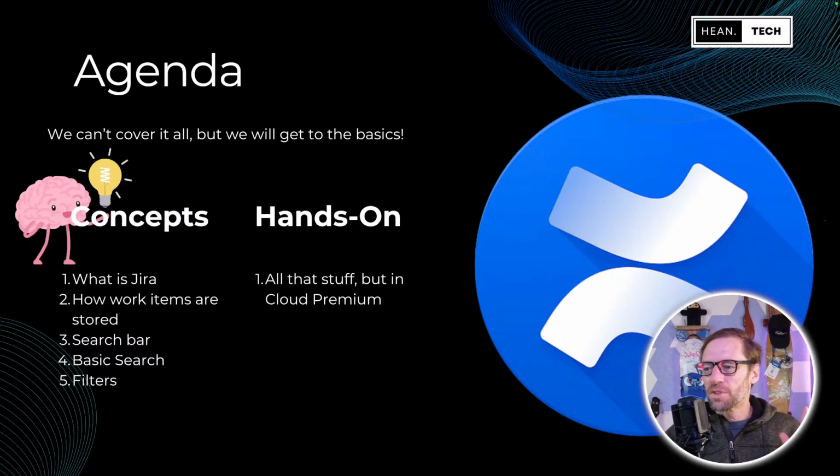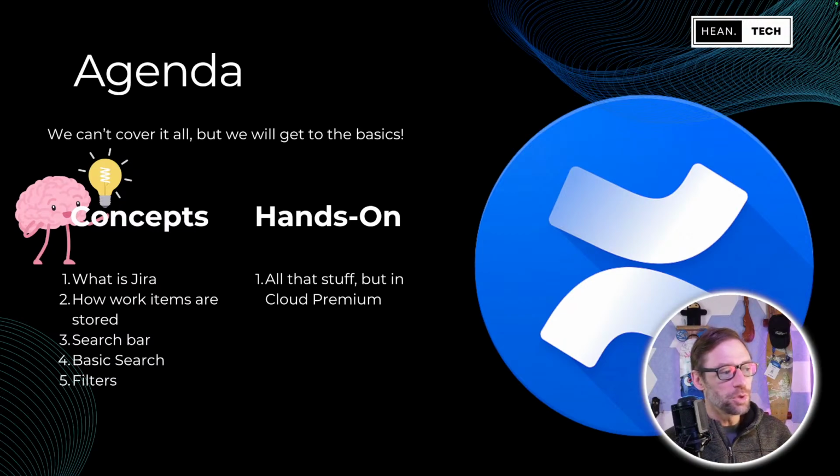So again, we're going to start with some basic concepts, and we're going to start out with just what is Jira. I don't want to assume folks have a lot of in-depth knowledge about it, so I want to orient us and make sure we all understand what this system is. And then we're going to talk about how Jira stores and manages work items. This is important to understand at a conceptual level because it will make it easier for you to go search for things. It'll make it easier for you to understand why and how the system works, and to troubleshoot and figure out what's going on.